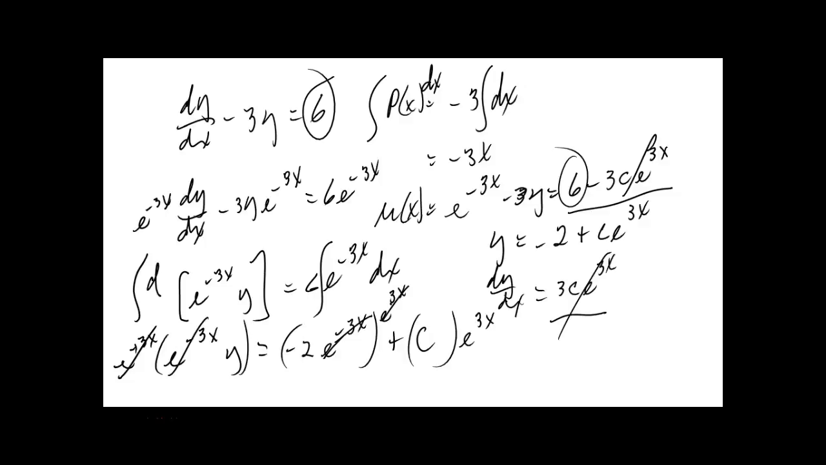You can't make this an e to the c. It just doesn't work as well. So leave it a c, and that gives you your answer. So your answer is minus 2 plus c e to the 3x.